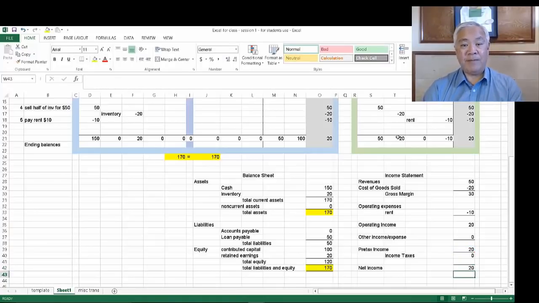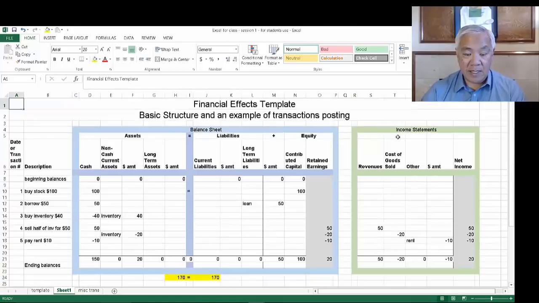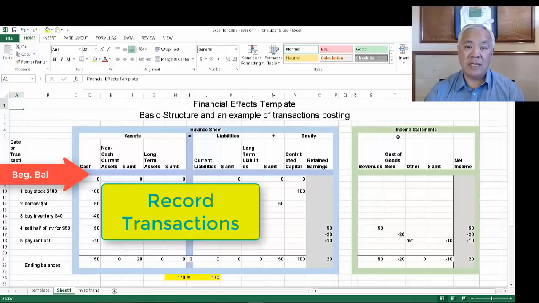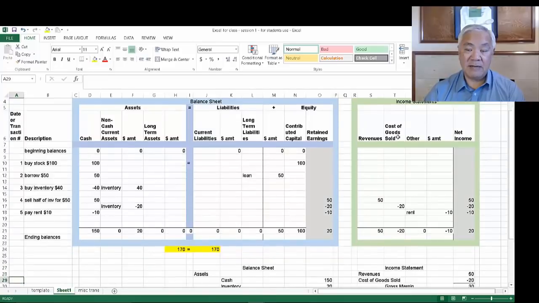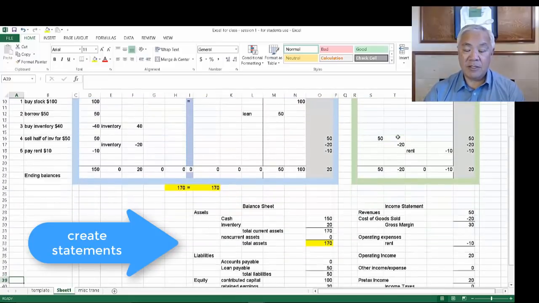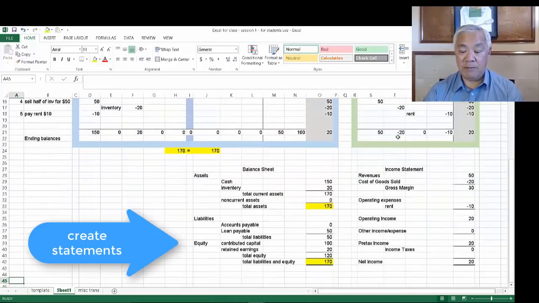So we're done, right? What we've done, just to recap, is we have our template, and then we put in the beginning balances. Then we recorded each transaction. Again, very simple. We only had 5. Then we did the totals to get to trial balance once we're in balance, and verified it with this section here where 170 equals 170. Then we can go to statements, and we generate both the income statement and the balance sheet.